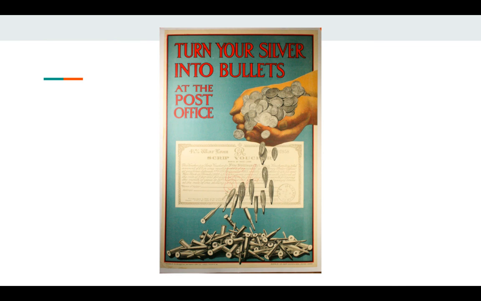Then the last one, this one's pretty interesting. "Turn your silver into bullets at the post office." You can see it's a hand holding a bunch of silver coins, and as they're falling, they're turning into bullets. So again, this is another one that's kind of geared towards your war loans, Liberty bonds, things like that. Basically saying your money can help us win this war.